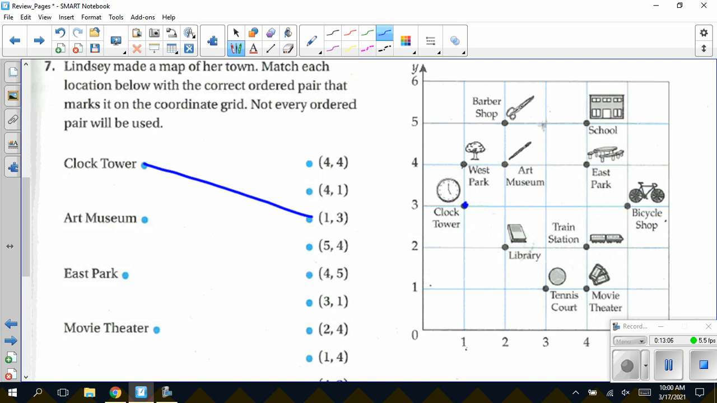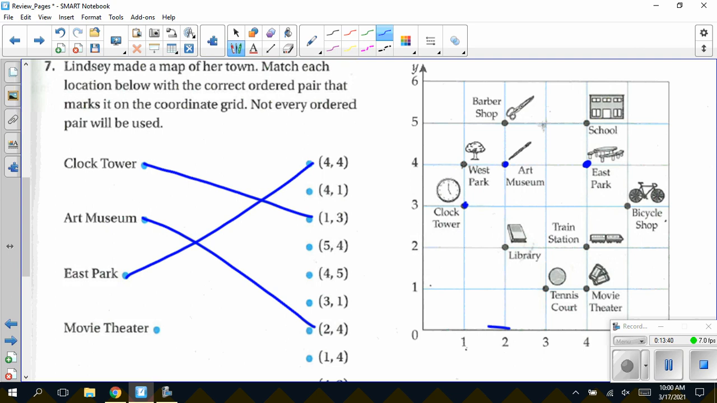Next I have the art museum. So right here is my art museum. And if I start at my origin, I go 2 to the right and then I go 4 up. So my ordered pair for the art museum is 2, 4. For the East Park, right here is the location of the East Park. From my origin, I move 4 to the right and 4 up. So my ordered pair is 4, 4 for the East Park.